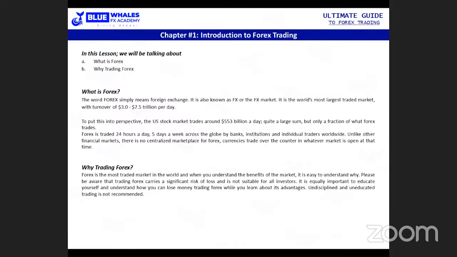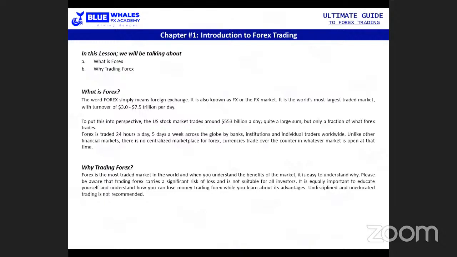As you all know, the word Forex simply means foreign exchange, also known as the FX market. It is the world's largest traded market with a turnover of about 7.5 trillion per day. To put this into perspective, the US market trades around 553 billion a day. Quite a large sum, but only a fraction of the Forex market.